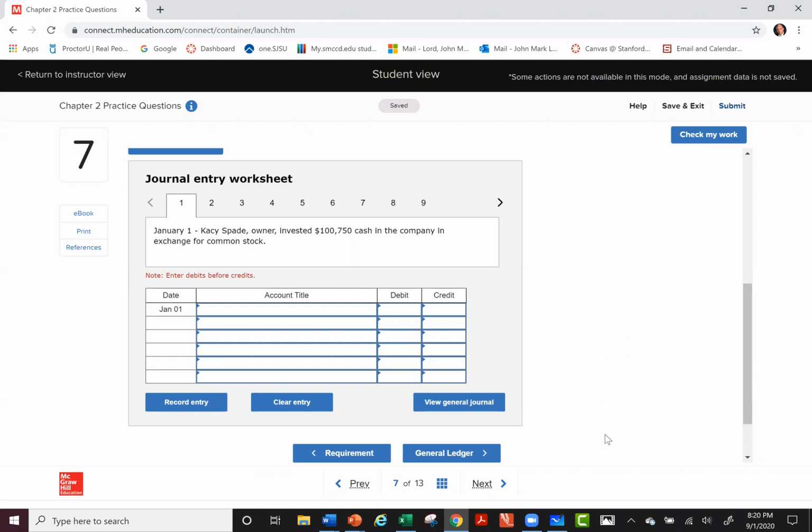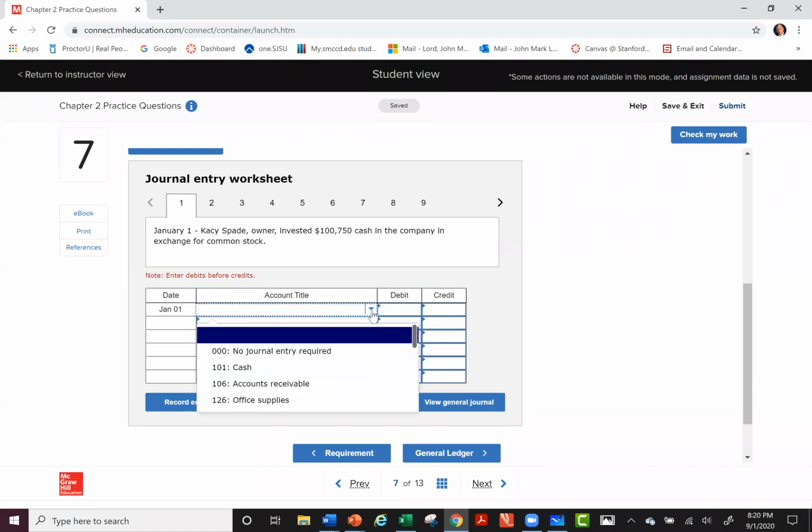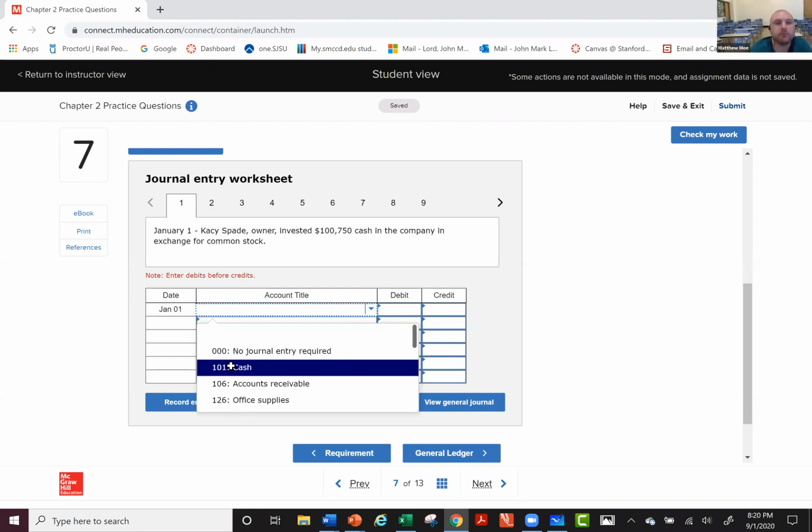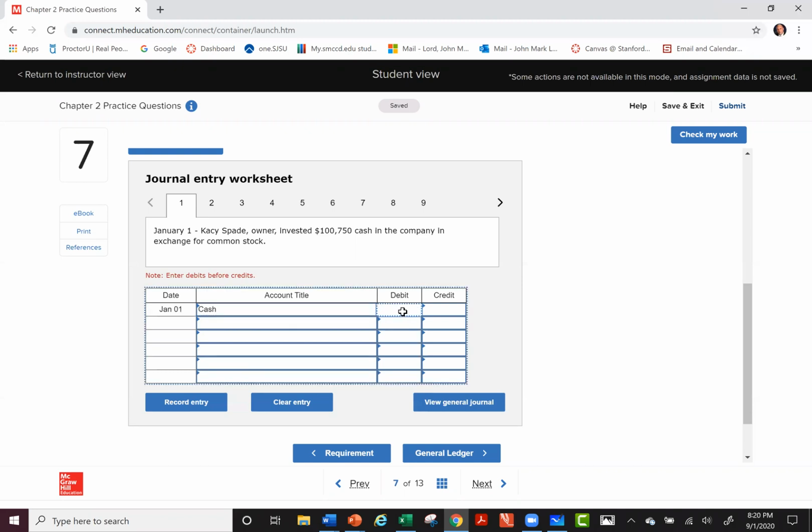Okay, so what happens? We sit here and we're going to make this transaction. Casey Spade, owner, invested $100,750 cash in the company in exchange for common stock. So if cash came in, what account should I debit? Asset. Okay, asset is a category of accounts. We need to know what specific accounts, right? So what account should I debit? Probably cash. Cash. Good.